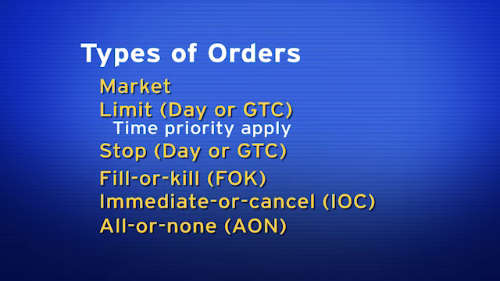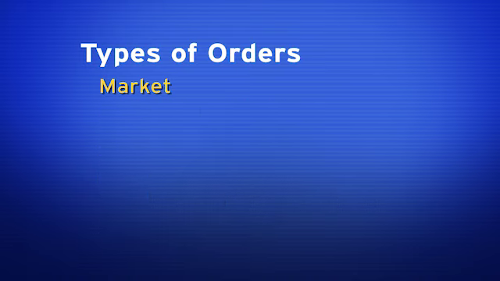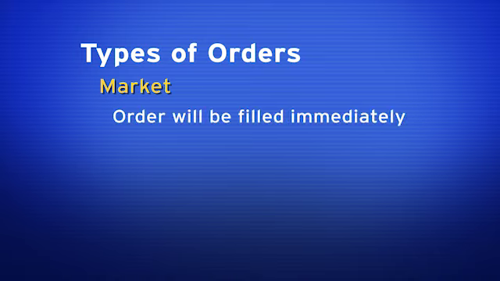The first order we want to explore is the market order. Customer enters a market order. Their order will be filled immediately. Now, we don't know what the price will be. So if a customer wants a guaranteed execution, but they don't care about price, then the market order is the order that should be used.